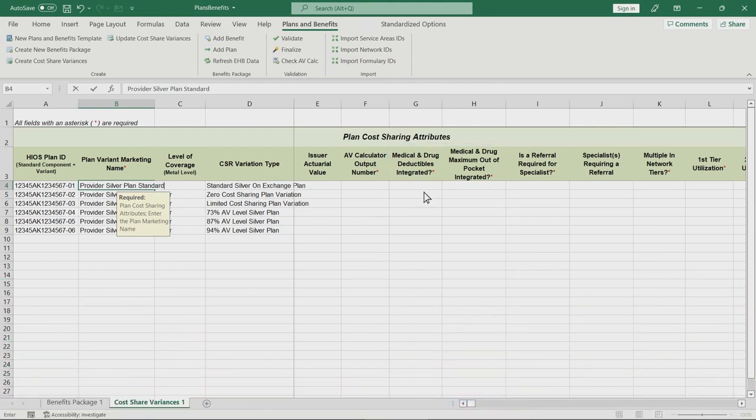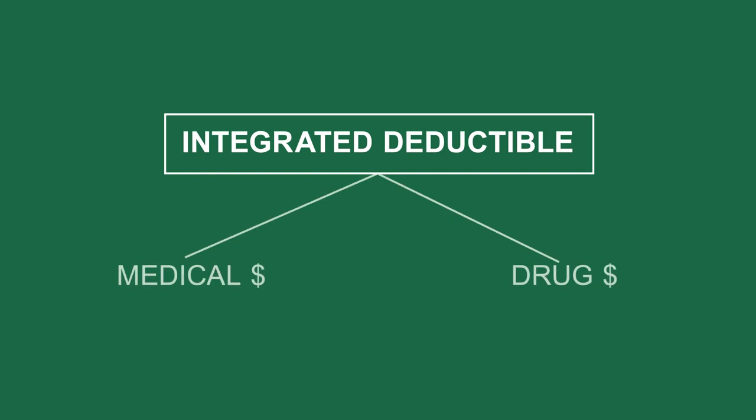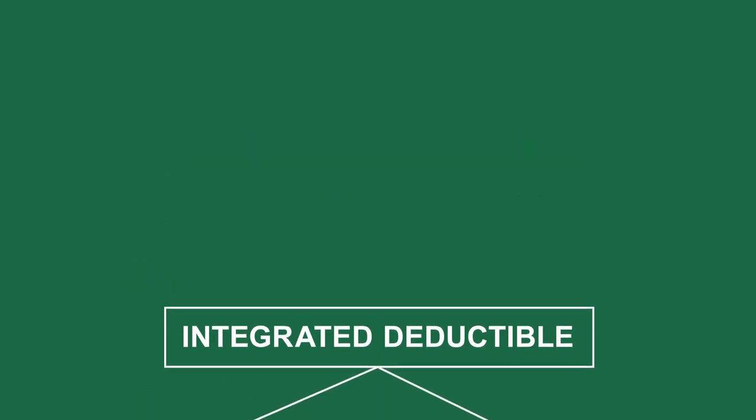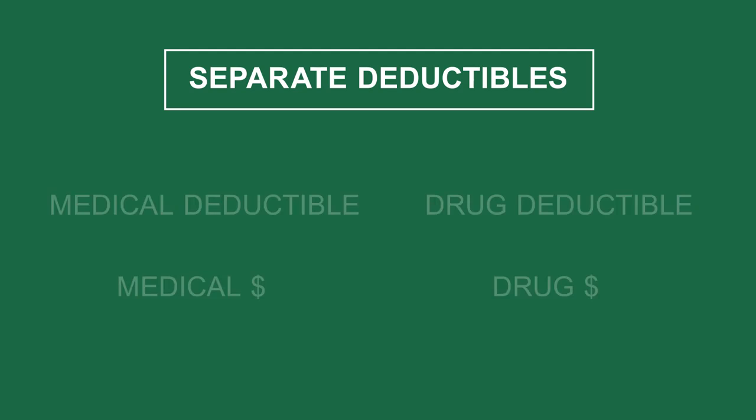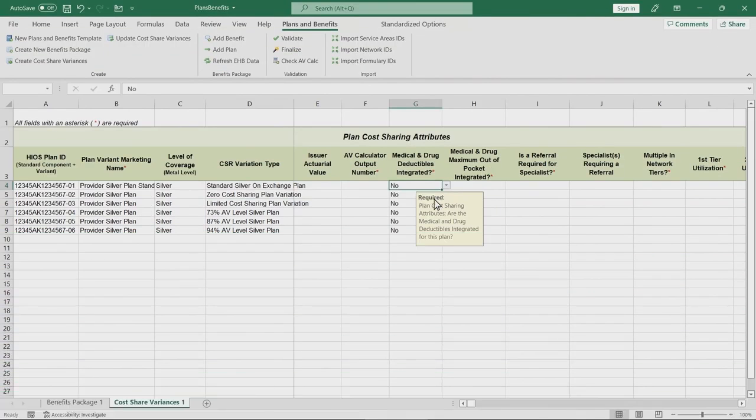In the next column, indicate whether the medical and drug deductibles are integrated for this plan. The deductible is integrated when both medical and drug costs will accrue towards a single deductible. The deductible is separate when medical and drug costs accrue towards their own respective deductibles. Your selection for the standard plan will populate for all its plan variations, since all plan variations are required to have the same plan structure.